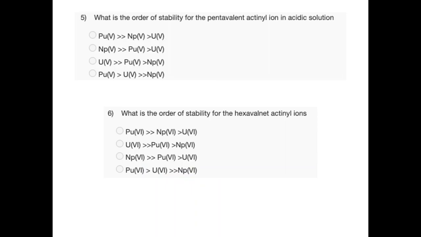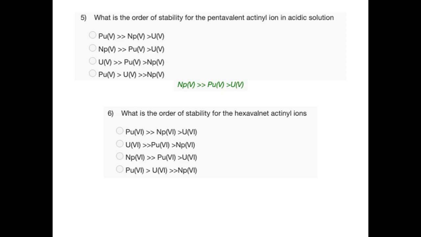What is the order of stability for the pentavalent actinyl ion in acidic solution? Options: Pu5 greater than Np5 greater than U5, Np5 greater than Pu5 greater than U5, and so on, or Np5 very much higher than U5 and Pu5. It is just given in a slide, you can see. The right answer is Np5 very much higher than Pu5 is higher than U5.